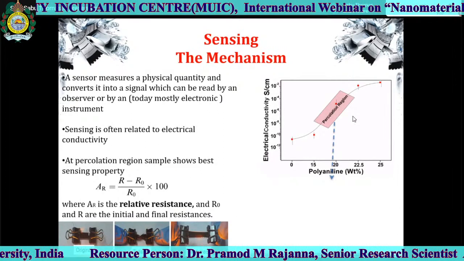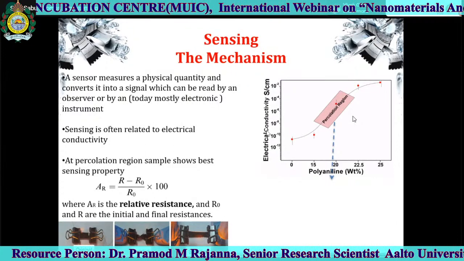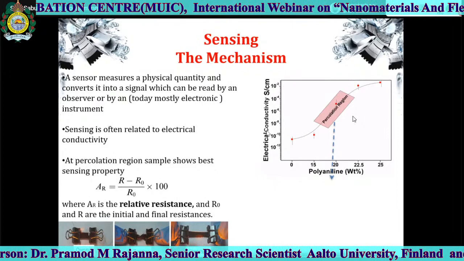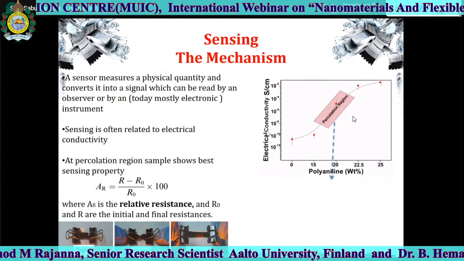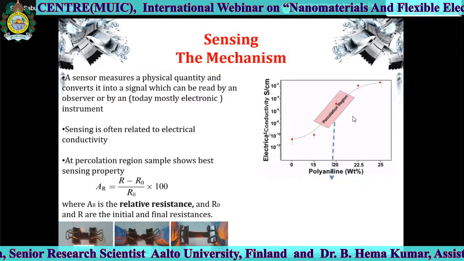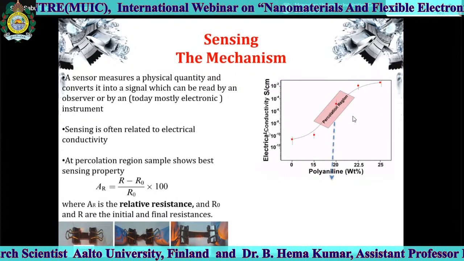You might ask, what is the mechanism of action? Look at this slide. Electrical conductivity has been made use of. Once you add filler into elastomers, if you are above the percolation threshold, these conductive filler particles form a beautiful network. Once a network is produced, rubber becomes conductive. Then you can use it for a variety of applications. You can use it for sensing.